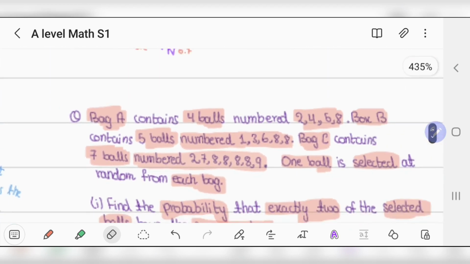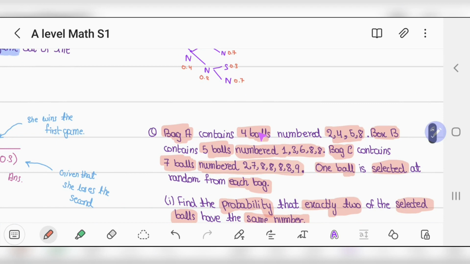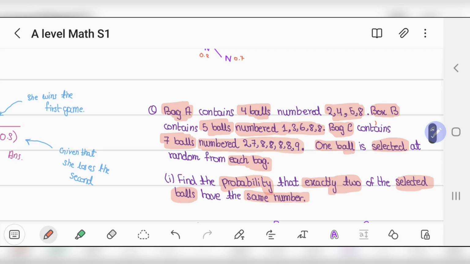Okay, moving to the next question. Bag A contains 4 balls numbered this, bag B contains 5 balls numbered this, bag C contains 7 balls numbered this. One ball is selected at random from each bag. From bag A you get 1 ball, from bag B you get 1 ball, and from bag C you also get 1 ball. Find the probability that exactly 2 of the selected balls have the same number.